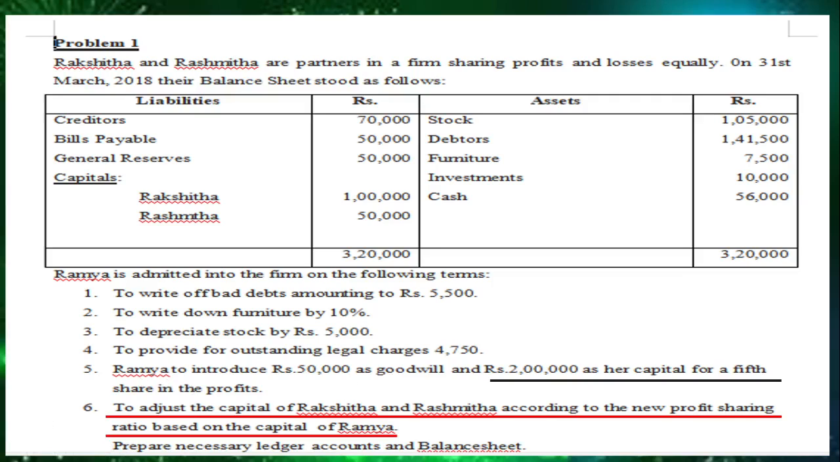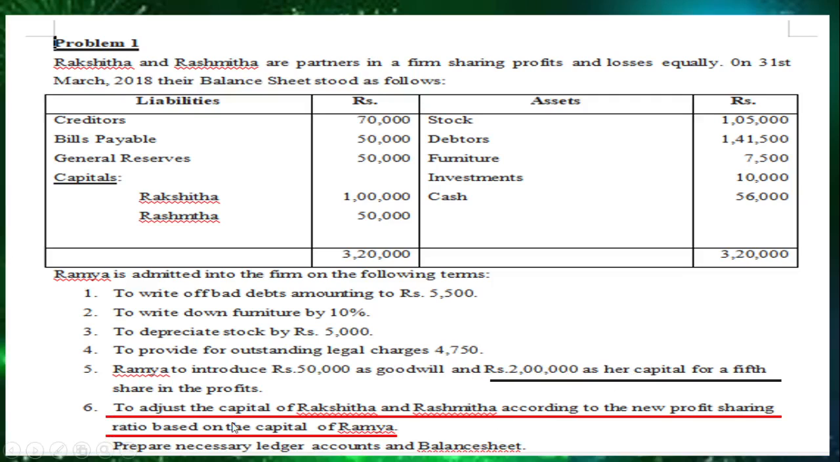So we need to provide only two entries for goodwill, that is goodwill brought in cash as well as goodwill distribution. And the second part, 2 lakh rupees as her capital. So she has to bring 2 lakh rupees as her capital to partnership firm for a fifth share in profit. So for 2 lakh rupees capital, she will get 1/5 profits in a partnership firm. So these you need to consider carefully for our capital adjustment.